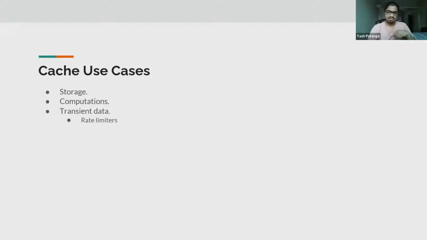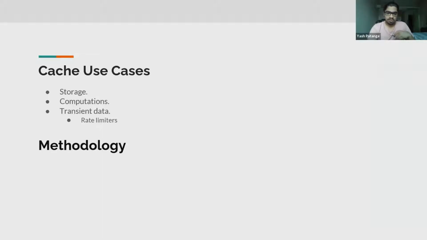The next cache use is transient data. Transient data is basically a type of data which is only used for a limited amount of time. A very notable example of transient data in Twitter is the rate limiter. Rate limiters are basically a window of time, and in that time frame you can only send so many requests.